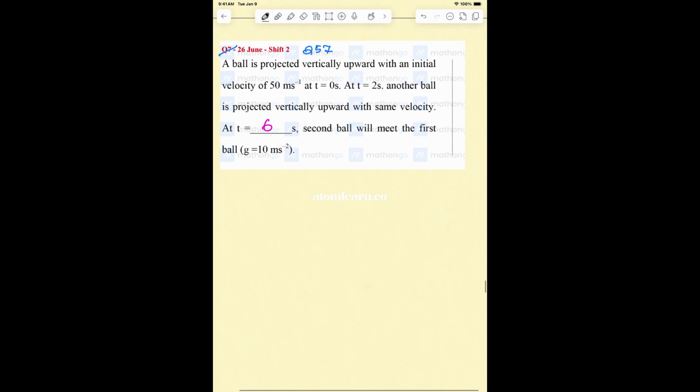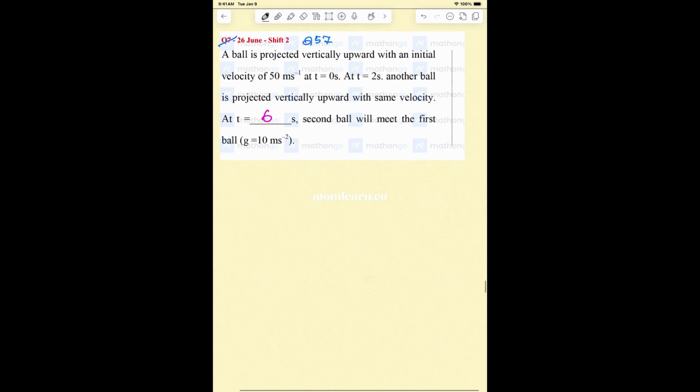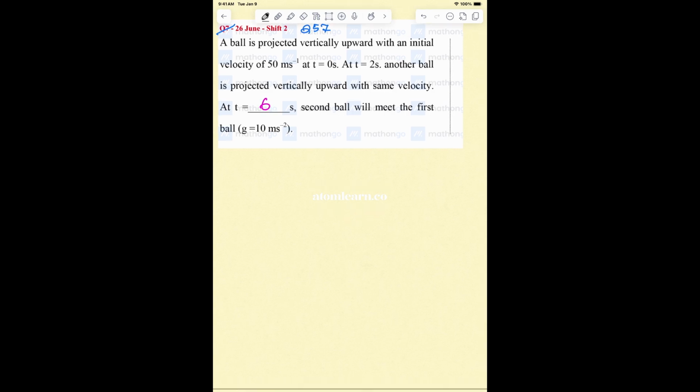Read the problem. A ball is projected vertically upward with an initial velocity of 50 meters per second at time t equal to 0. Okay, let's take this drawing. This is the ground. Ball A gets projected at time t equal to 0 with the initial velocity of 50 meters per second. Then at time t equal to 2 seconds, another ball is projected vertically. Therefore, let's calculate for the 2 seconds where and with what velocity A will be.